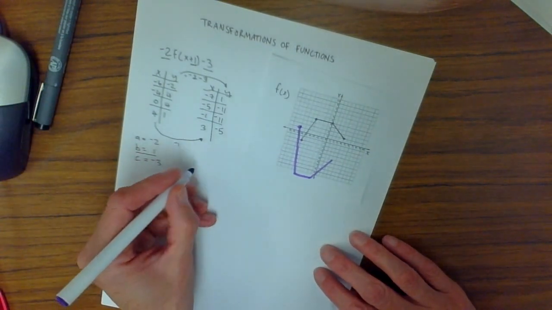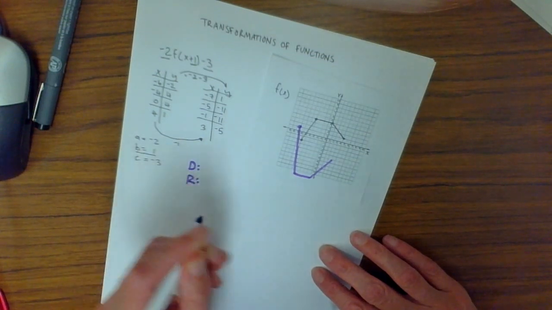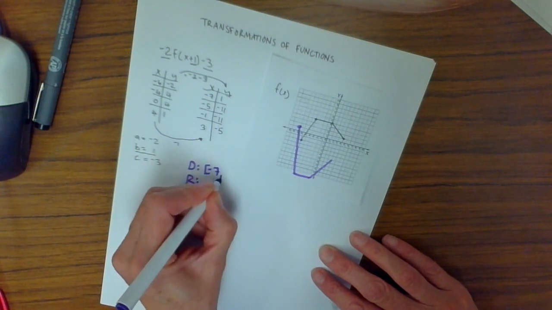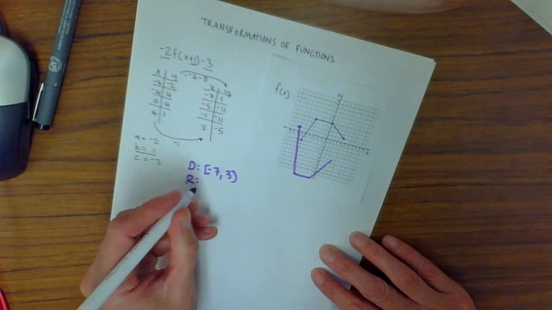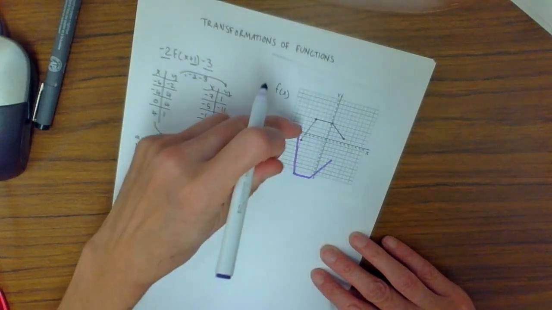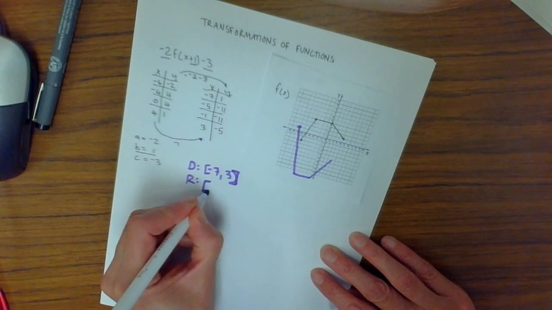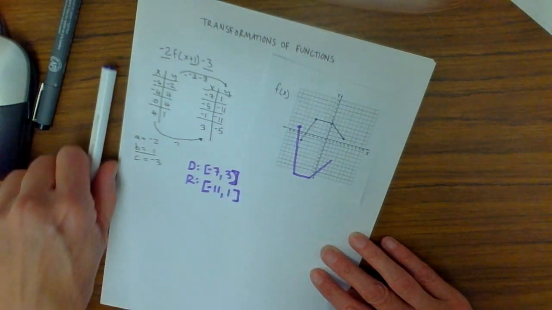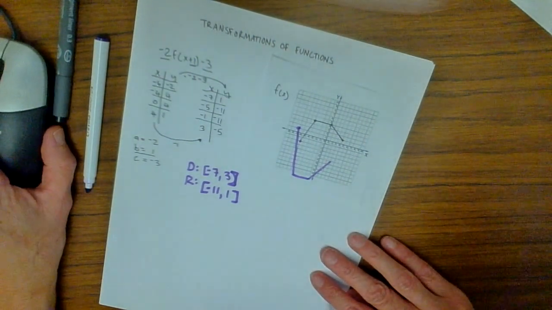So I can do my new domain and range, and I can answer any other questions. My domain is from negative 7 to positive 3. That's from beginning to end of the x-coordinates. Oops, this 3 should be a square bracket. And my range, the highest y I have is 1, and the smallest I have is negative 11. So from negative 11 to positive 1. And that's a transformation with a reflection in the x-axis.